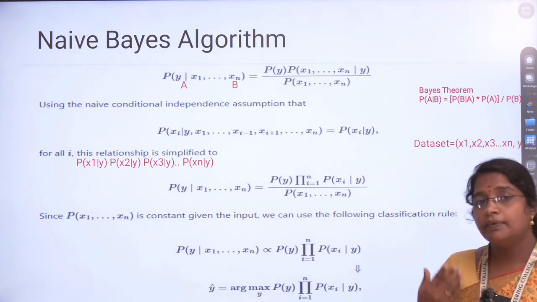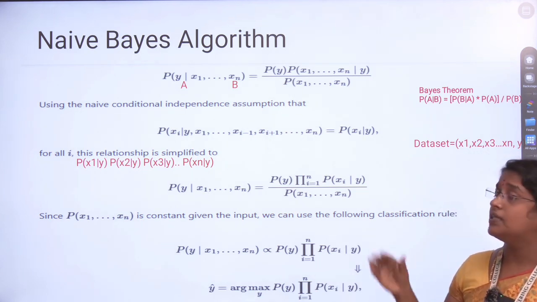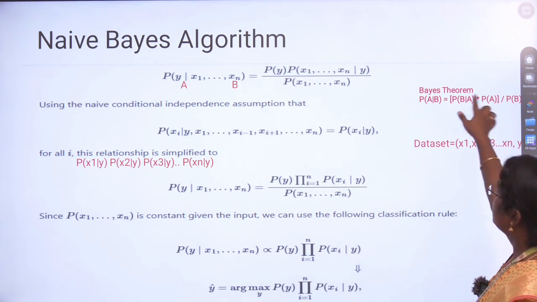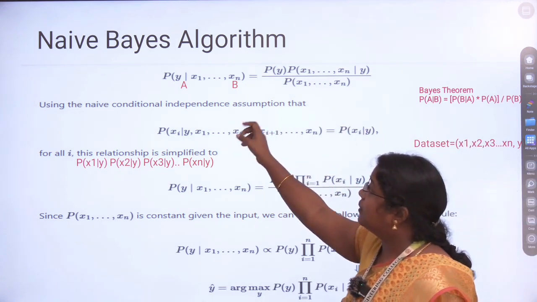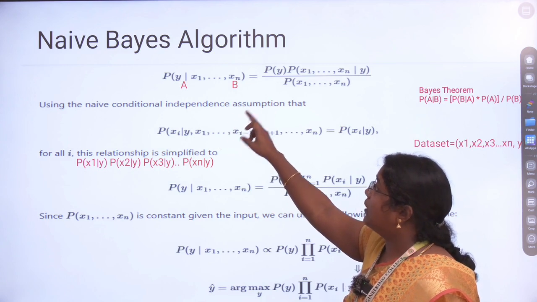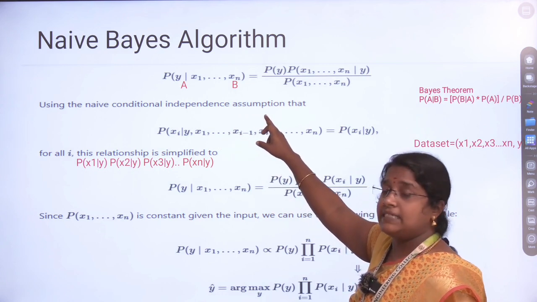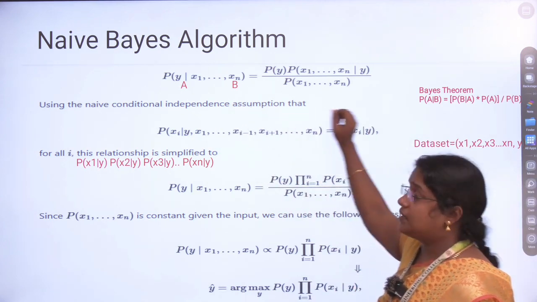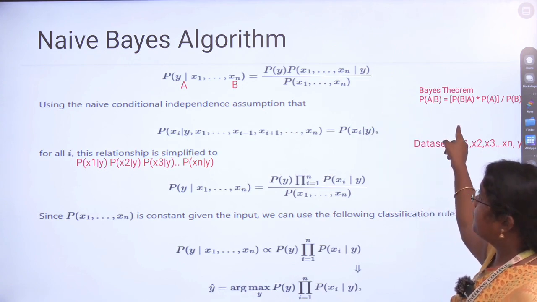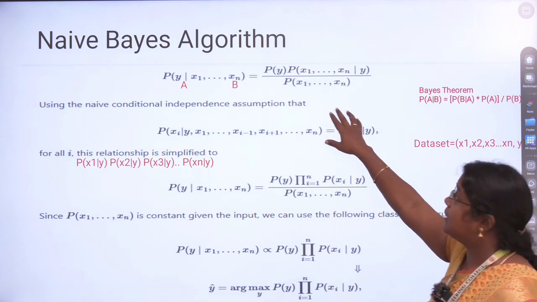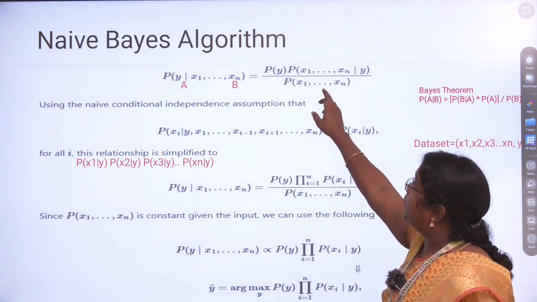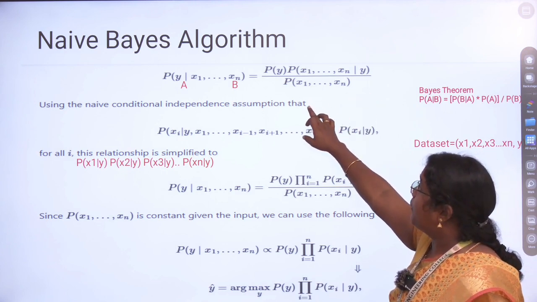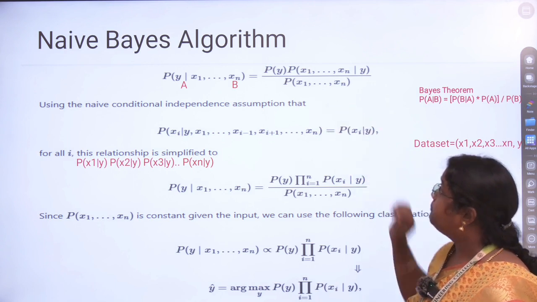For finding the unseen data, the Bayes algorithm is used to calculate the posterior probability by using the Bayes theorem. That's what I have written here. The probability of y given x1, x2 and so on xn. Here y is event A, and the input features are event B. So we are applying the Bayes theorem. The formula is rewritten as probability of y into probability of x1, x2 and so on xn given y, divided by probability of x1, x2, xn.